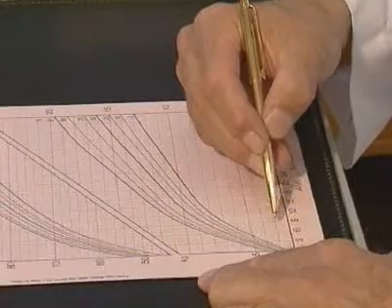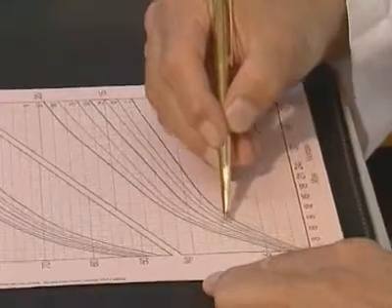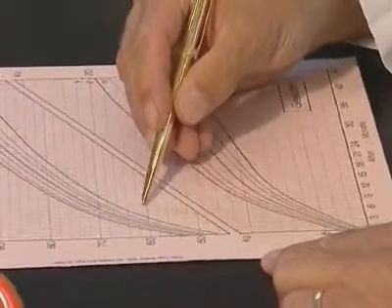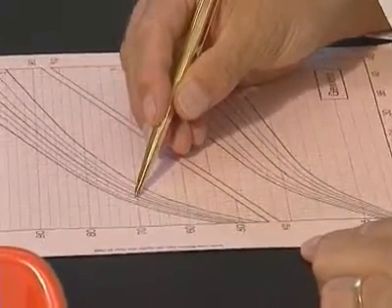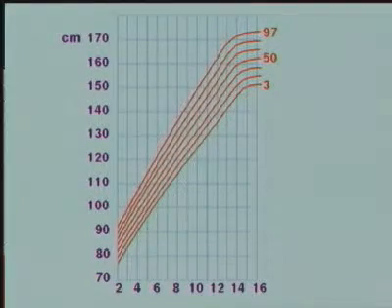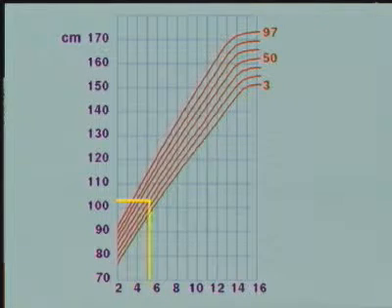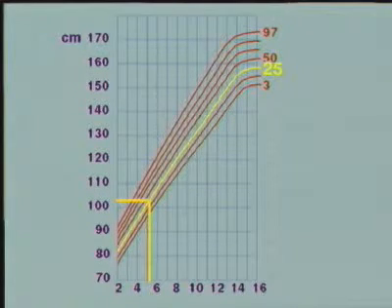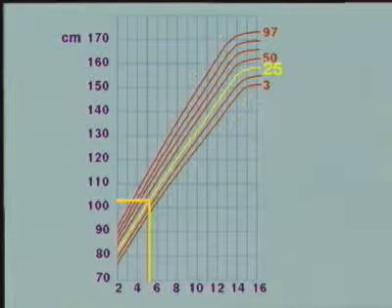Head circumference, weight, and length are entered onto a so-called percentile curve according to the child's age and sex. Here is a drawing of a percentile curve for boys. Our young patient's height is on the 25th percentile. That means that 25% of boys his age are shorter.